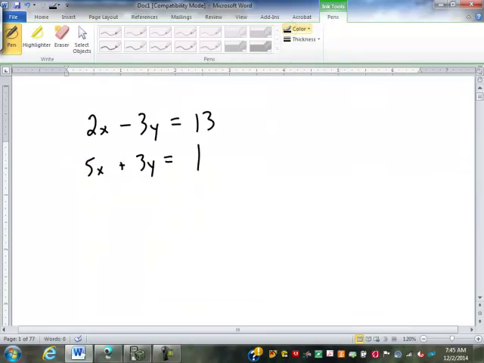Looking at this system of equations, what would be the easiest method to use to solve this system? Why would you say elimination or addition? Now we've got negative 3y and positive 3y. Our columns are already lined up. We have x's, y's, equals, and then a constant over here. And the negative 3y and positive 3y are going to cancel out, become 0.